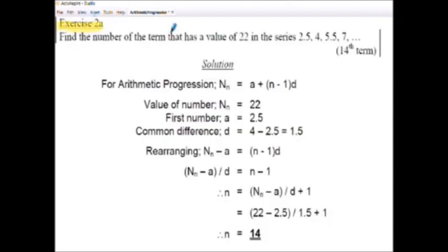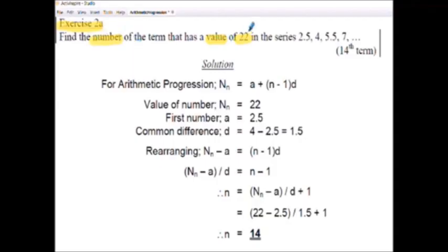Exercise 2A here. In this particular question we're given the value of a term in the series. The value is 22, and we need to find where that occurs in the series. What's the n number, if you like, of that term in the series? Is it the 10th term, the 20th term? That's what we're trying to find.